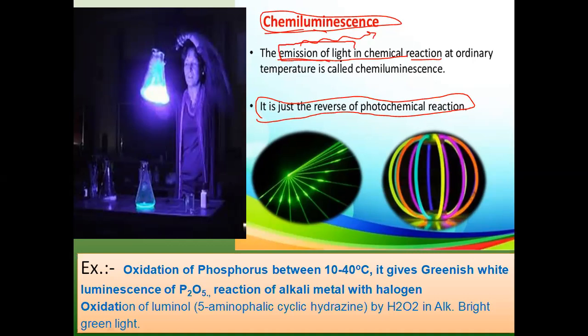So this is called chemiluminescence. And in a photochemical reaction, light is absorbed. Okay, so oxidation of phosphorus.